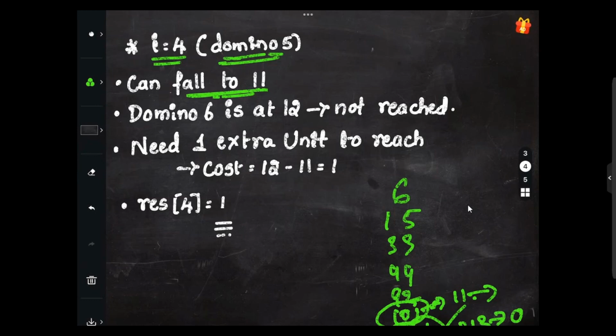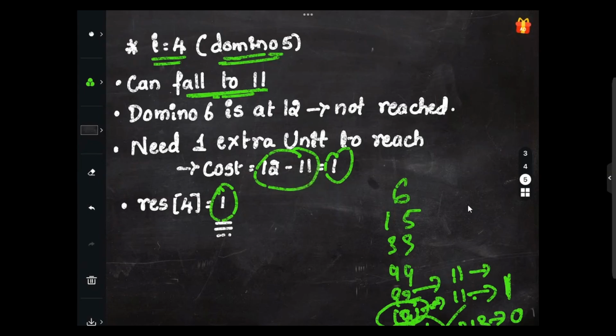Now we are calculating result 4. Domino 6 is at 12, the starting number. This is not reached, as we have only 11 for domino 5. So we need one extra unit to reach, 12 minus 11 is 1. So result of 4 we have got 1 here. Next we have 9 and 2, so this will lead to 11 as well.